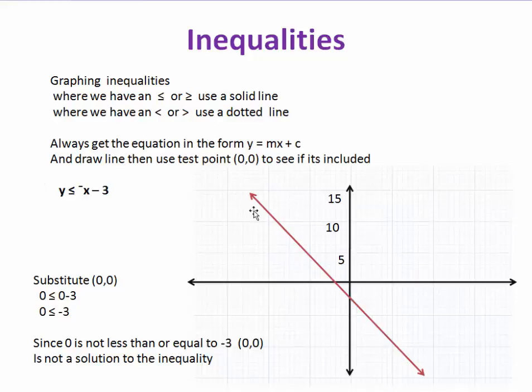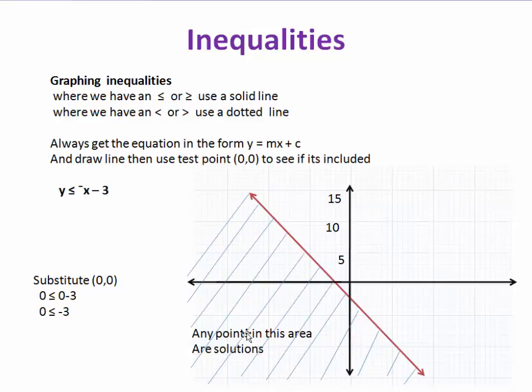Once we've drawn this solid line, we choose this point 0, 0, put this in for y and x, so we get 0 is equal to or less than 0 minus 3. So is 0 equal to or less than minus 3? No, it isn't. That's false. So this point is not included in our solutions. So we know that this side of the line is included, and we can shade that.